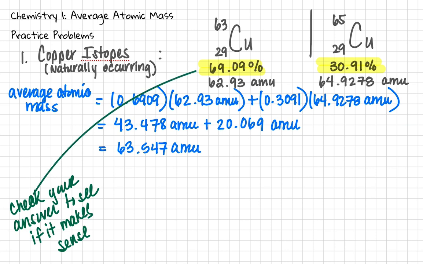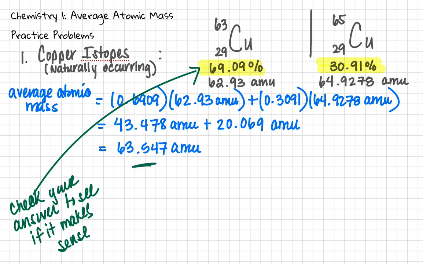And then another way is to show that this answer, 63.54, has a closer weight to 62.93 because it naturally occurs on the earth 70% compared to 30%. So although it's between this answer and this answer, it's closer to 63 than it is to 65. So that is just a way to make sure you're on the right track.